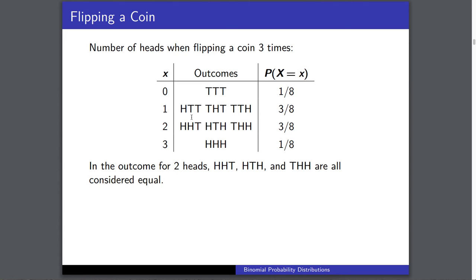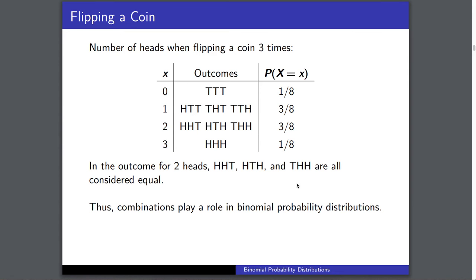Another thing to consider is that as far as this experiment is concerned, in the outcome for 2 heads, heads, tails, heads, and tails, heads are all considered to be equal. So flipping a coin and having it land on heads twice, it doesn't matter what order the heads showed up. We've talked about that in the counting section when we looked at combinations. So combinations are going to play a role in binomial probability distributions and the formula for binomial probability distributions.